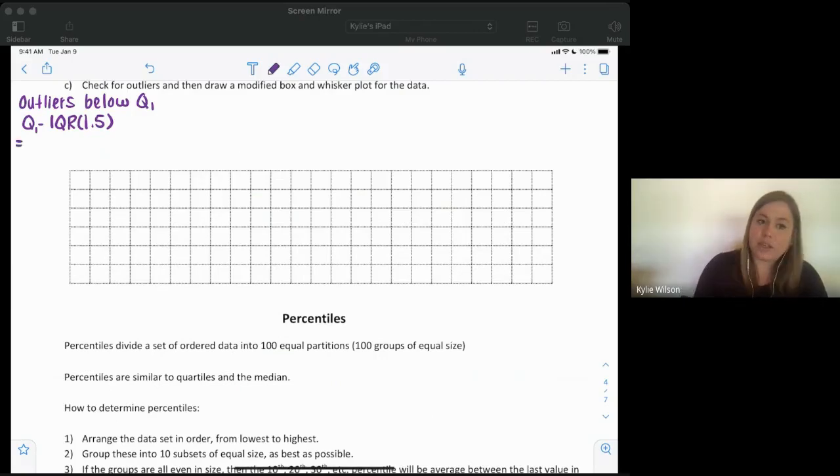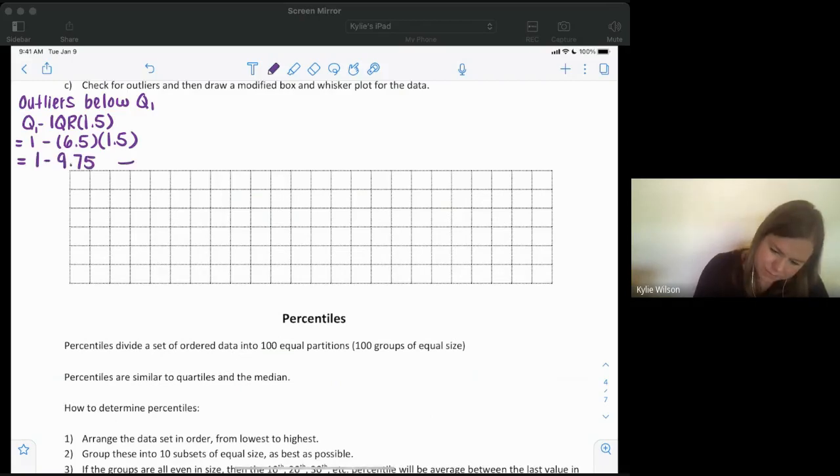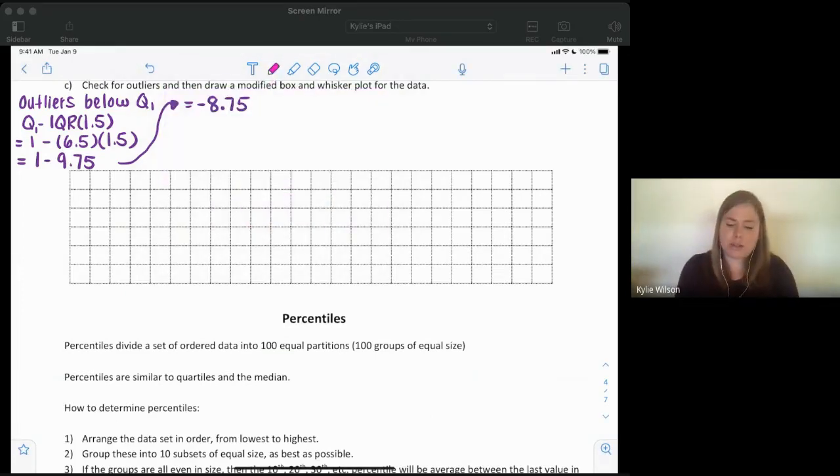So I take Q1, which was 1, and then my IQR, which was 6.5, multiplied by 1.5. So that will be 1 minus 9.75, which gives me negative 8.75. So any numbers that are smaller than negative 8.75, those would be considered outliers.